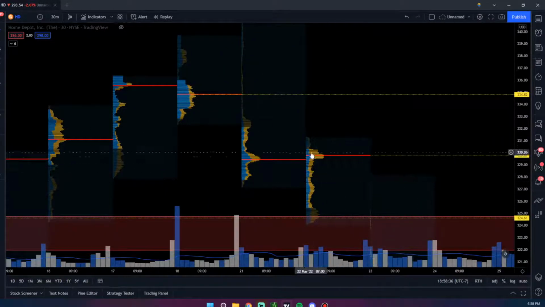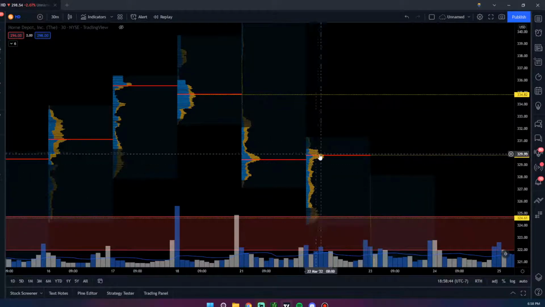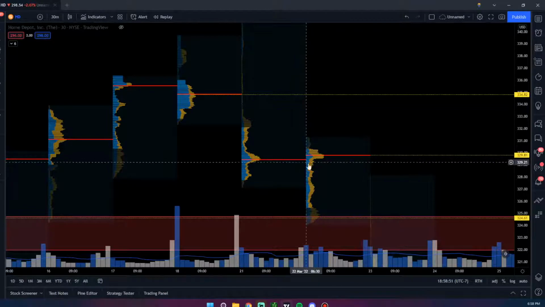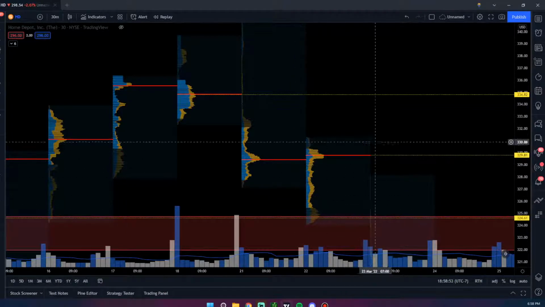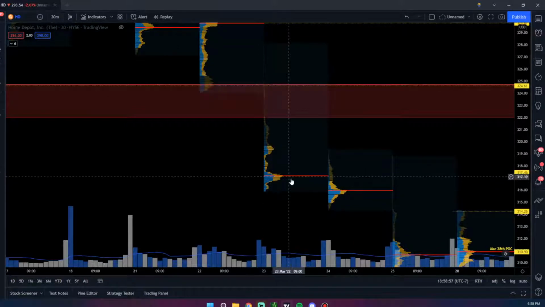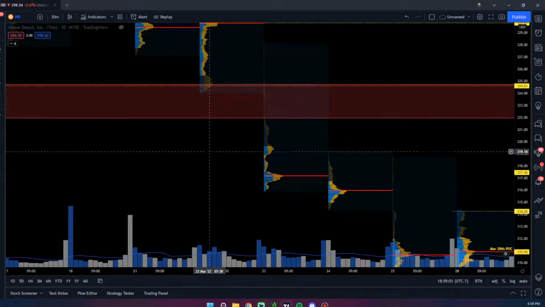And so what we're looking at here, this whole blue and yellow area is called the value area. I'm sorry, the volume profile. In this instance here, it's shaped like a P, which generally means you're going to have a bullish day. This one here is shaped like a lowercase b, which means you're going to have a bearish day, generally.